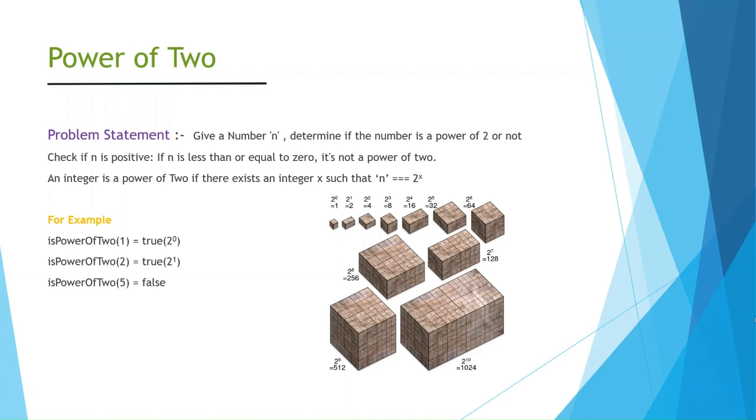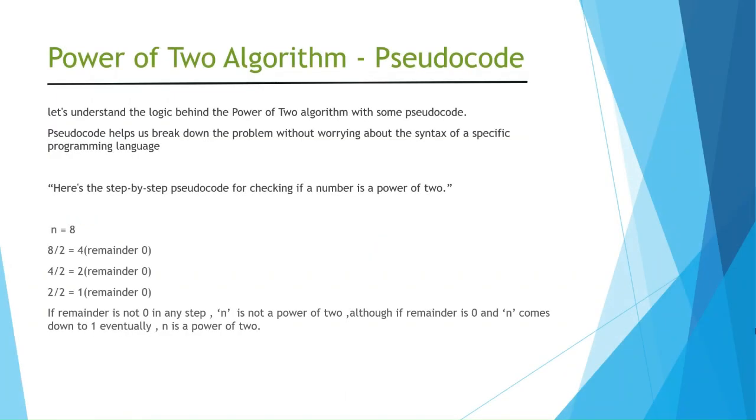For example, here you can see is power of 2 of 1 is true, as 2 to the power 0. Is power of 2 of 2 is equal to 2 to the power 1, which is true. And 5 is not, because the remainder is 1. That's why the output will be false. On the right side, there is a diagram showing the powers of 2 with different types of blocks.